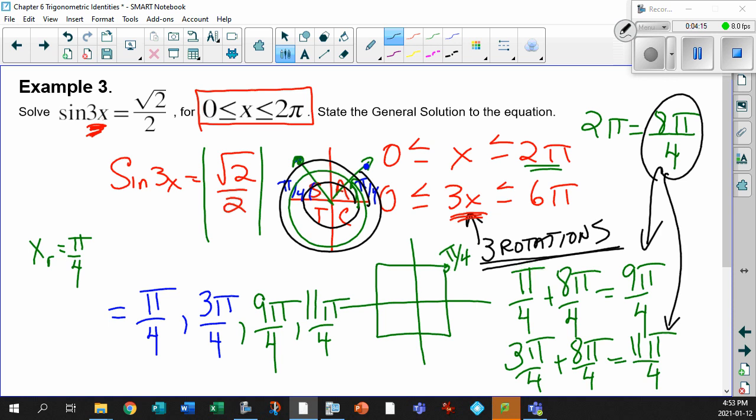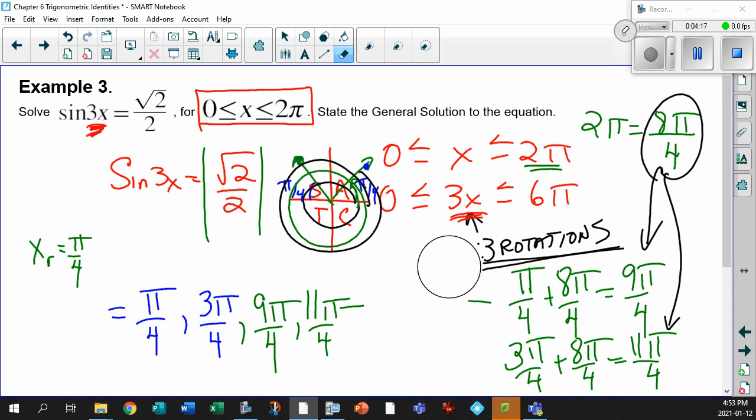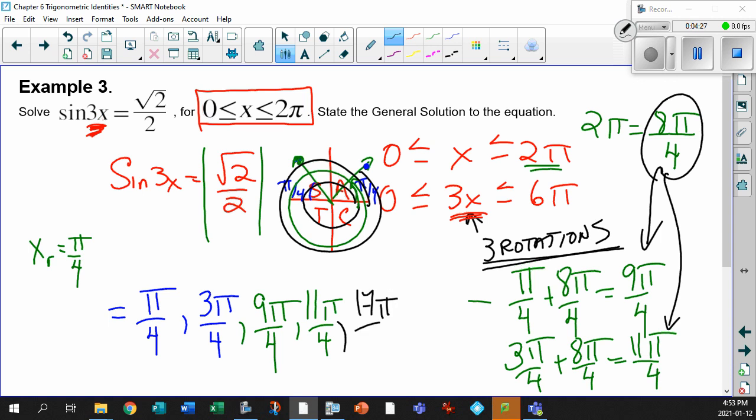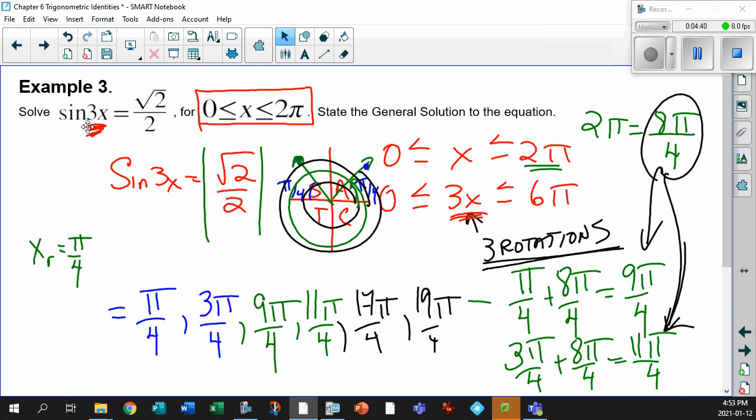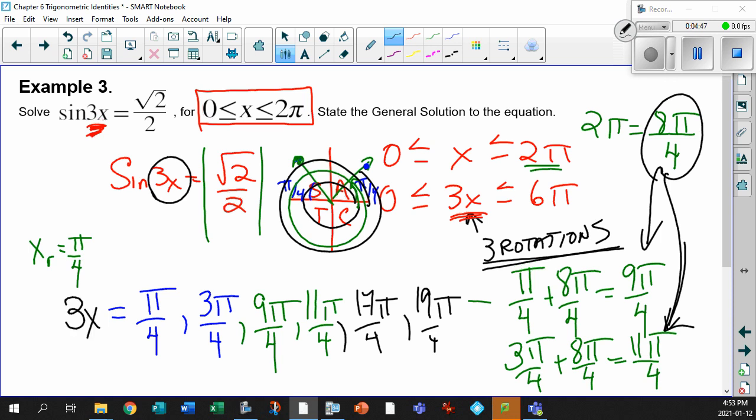Let me just erase this here because I need the space. Look at this. Adding to 9 pi over 4 another 8 pi over 4, I'm going to get 17 pi over 4. And my last one, added to 11 pi over 4, gives me 19 pi over 4, right? Wow, beautiful. We're not done yet. Remember, these are all the rotation angles based on 3x. So what do I do to solve for x?